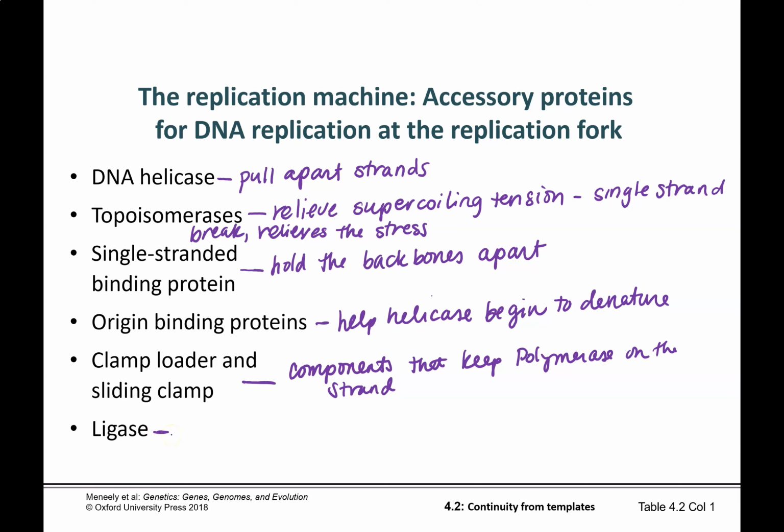And then ligase is an enzyme that is actually going to link together our Okazaki fragments, and we'll get to those in just a minute. So you might need to come back and review these once we're all finished. Ligate means to link together or to bind together. So those are the big enzymes, the accessory proteins that are needed for this process.